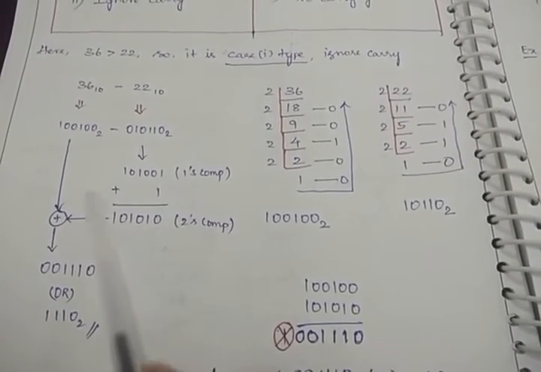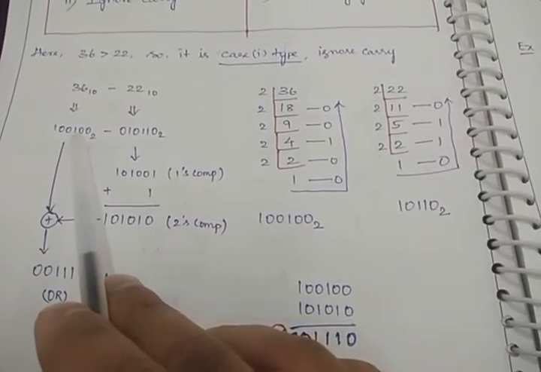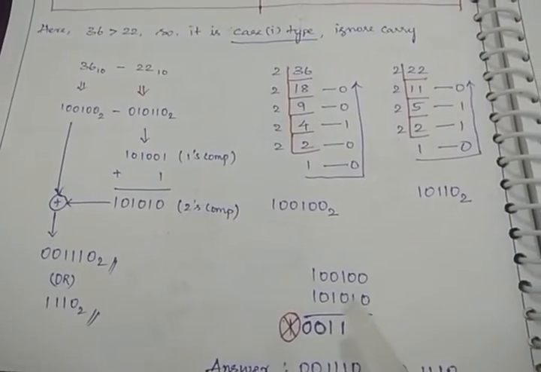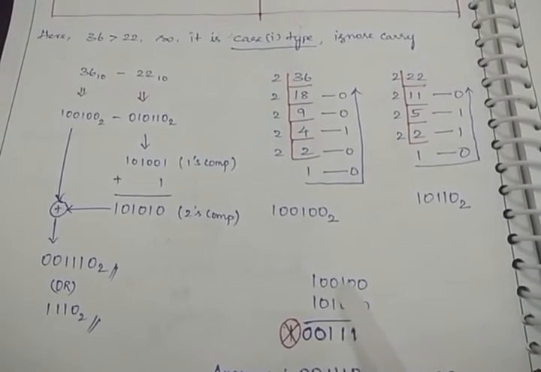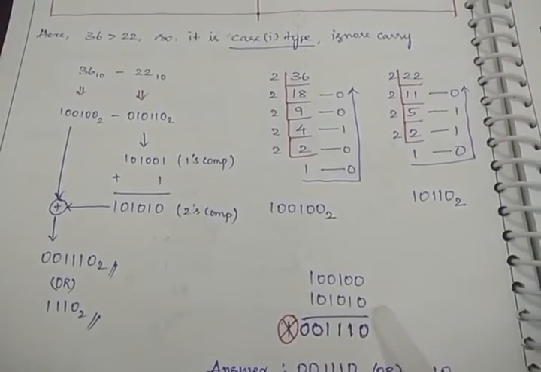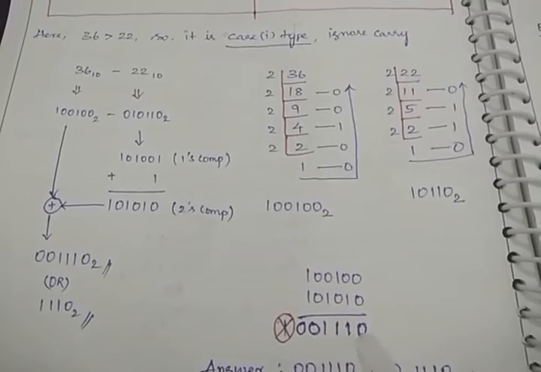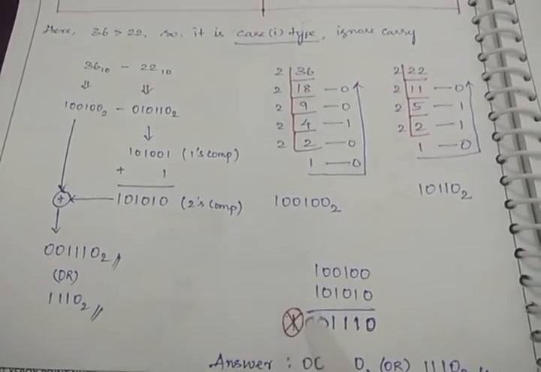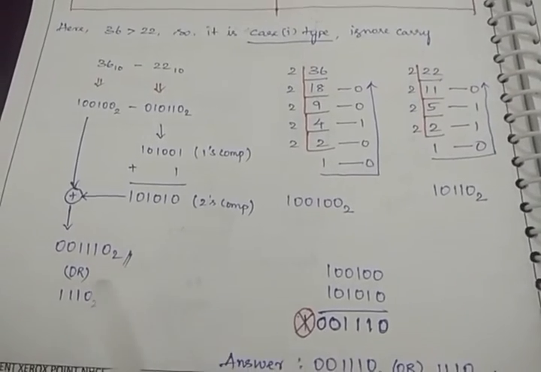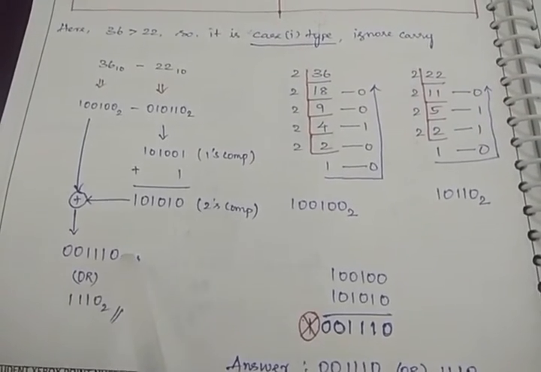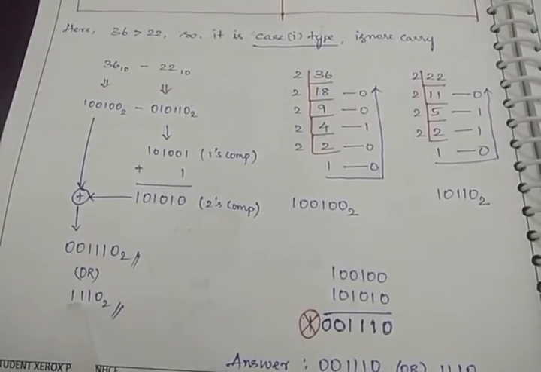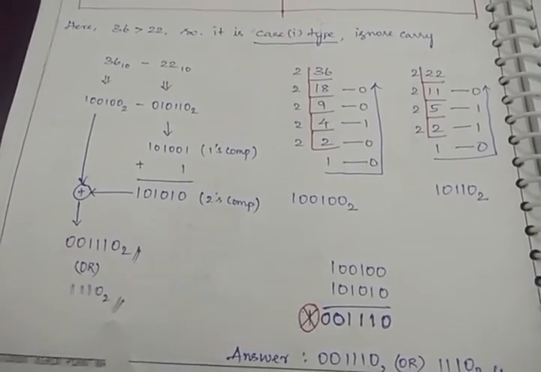Now add this 2's complement value with the first number 100100. You will see the addition here. If you add, you will get this value and carry will be generated. That carry we have to ignore. Finally, the answer is 001110, and the leading 00 we can remove. Finally, we can write 1110 as the answer.